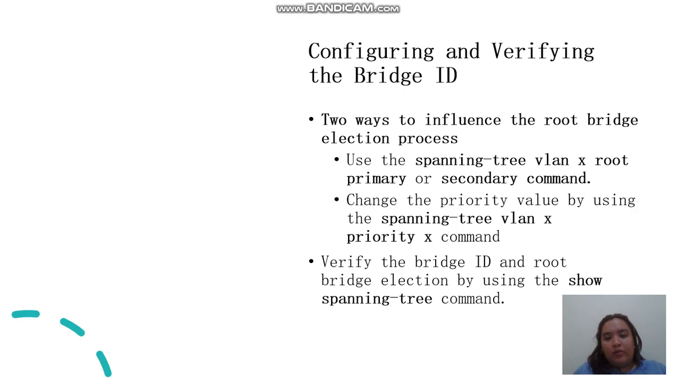So when it comes to configuring and verifying the bridge ID, there are two ways to influence the root bridge election process. You can use the spanning-tree vlan X root primary or secondary command. You can also change the priority value by using the spanning-tree vlan X priority X command, and verify the bridge ID and root bridge by using the show spanning-tree command.